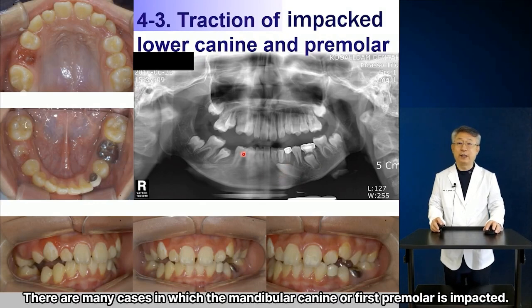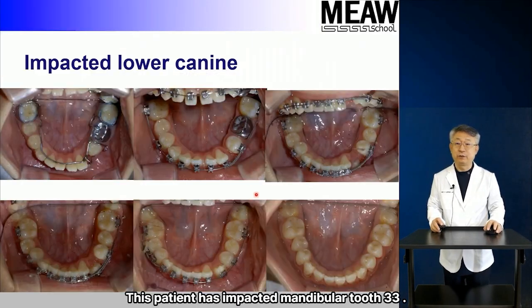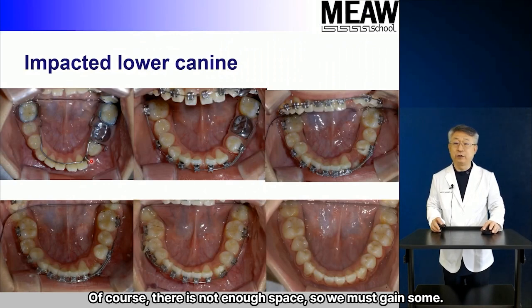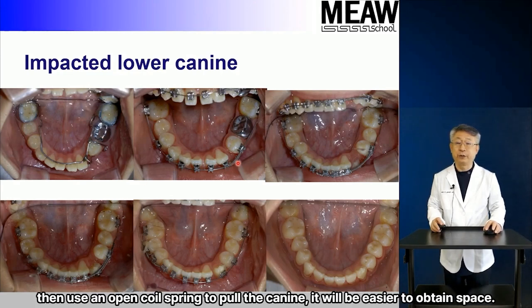There are many cases in which the mandibular canine or first premolar is impacted. This patient has impacted mandibular tooth 33. Of course, there is not enough space, so we must gain some. If we change the direction of the impacted canine through the lingual arch first, then use an open coil spring to pull the canine, it will be easier to obtain space.